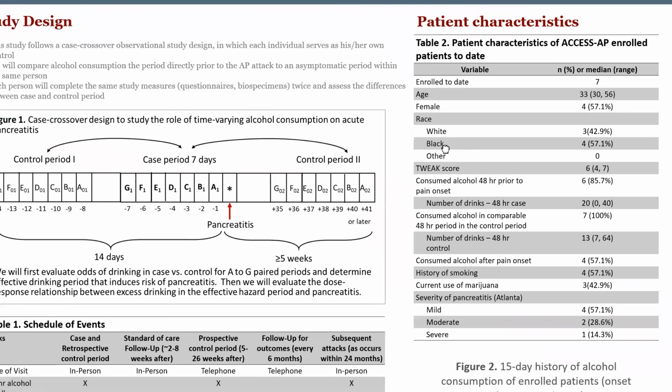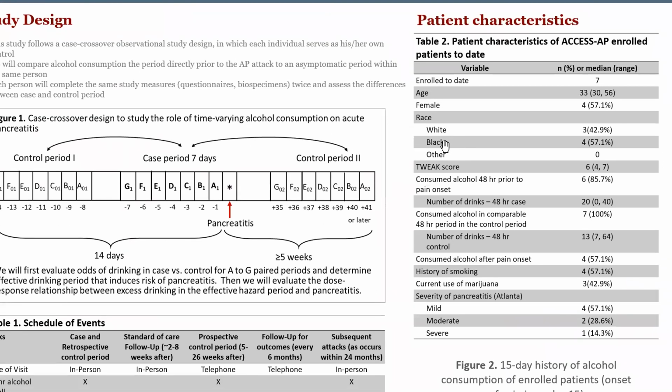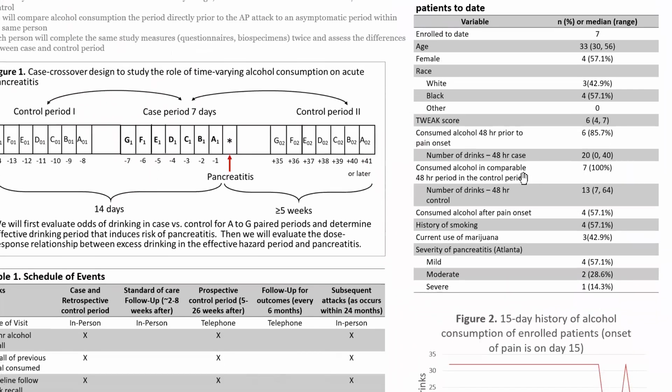A total of 7 patients have been enrolled to date, and this study started in June of 2020. Median age is 33, and 4 have been female. 4 are African American, and most patients have reported consuming alcohol within the 48-hour period prior to the onset of pain. The median number of drinks among the 7 patients is 20 drinks in that 48-hour period, and most patients have also reported drinking in the comparable 48-hour period the week prior, with a median consumption of 13 drinks.